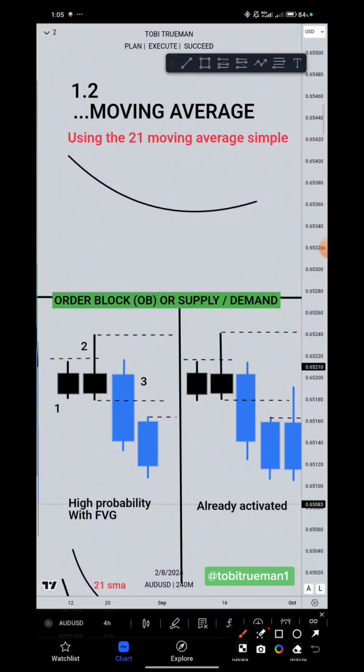How can we enter it? This is the illustration. Now the signal is there. 1, 2, 3. Our signal has been available. Number 4 candlestick has formed. It did not tap into our signal.